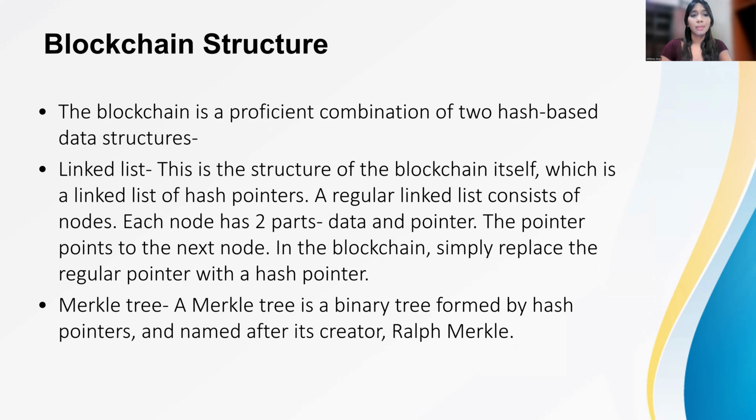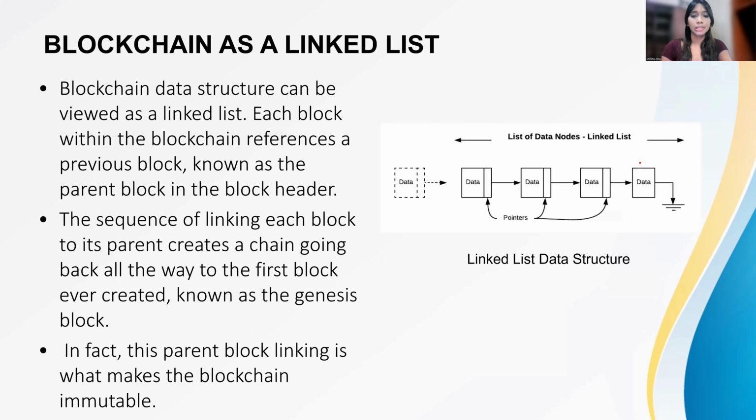Now coming to the blockchain data structure. Blockchain structure is a combination of two hash-based data structures. One is the linked list and the second one is a Merkle tree. In a linked list, the data structure of a blockchain is a linked list of hash pointers. A regular linked list consists of nodes. Each node has two parts, the data and the pointer. The pointer points to the next node. In a blockchain, simply replace the regular pointer with a hash pointer. A Merkle tree is a binary tree formed by hash pointers, named after its creator, Ralph Merkle.